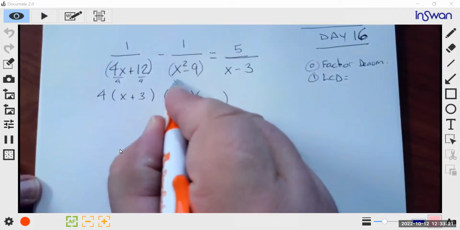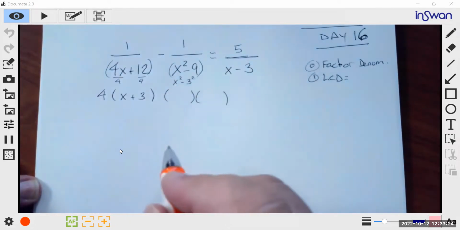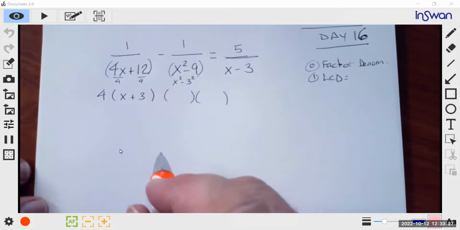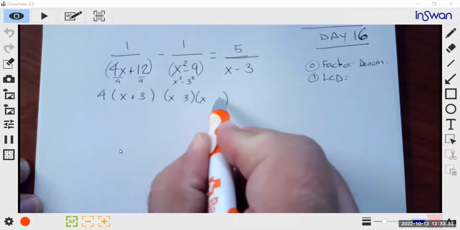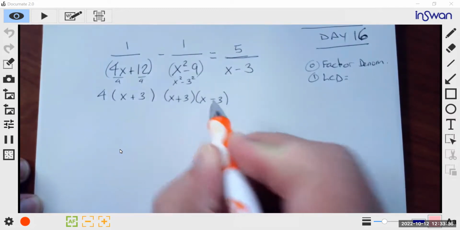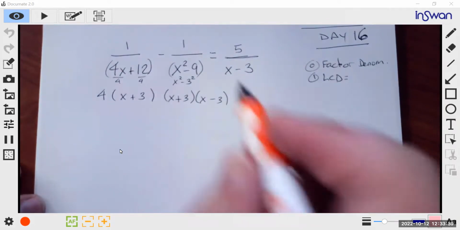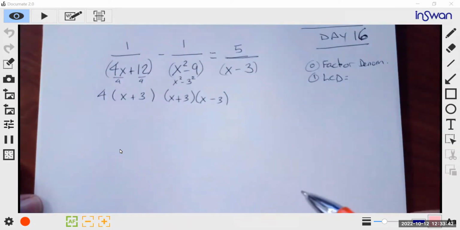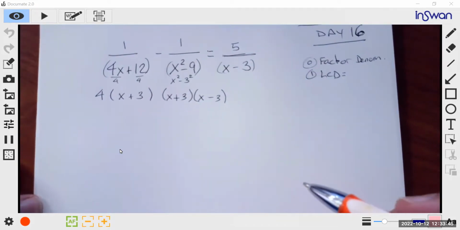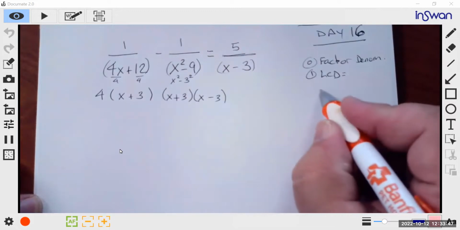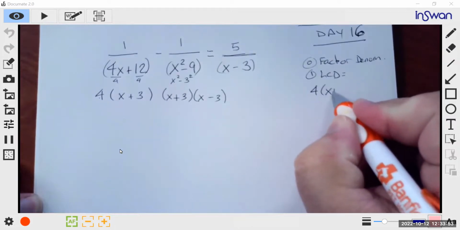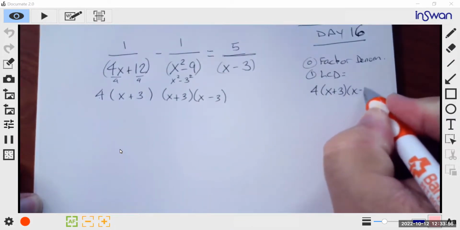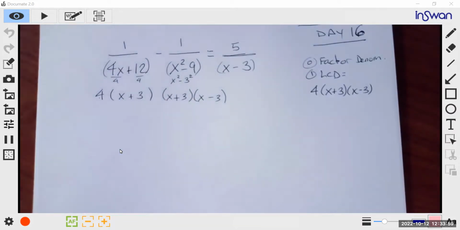Yeah, so this is x squared minus 3 squared. It's called the difference of 2 squares. So that means it's x and 3, one's plus, one's minus. And the last one is itself. It's x minus 3. And there's a 4. So the LCD is 4 times x plus 3 times x minus 3. And you saw that they're either x plus 3 or x minus 3. So that's the common term on the bottom.